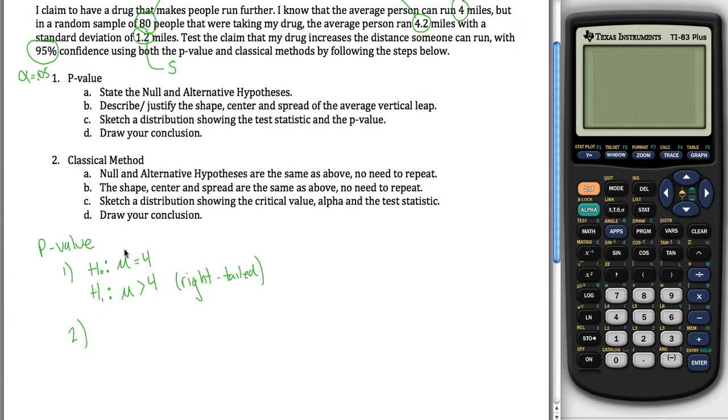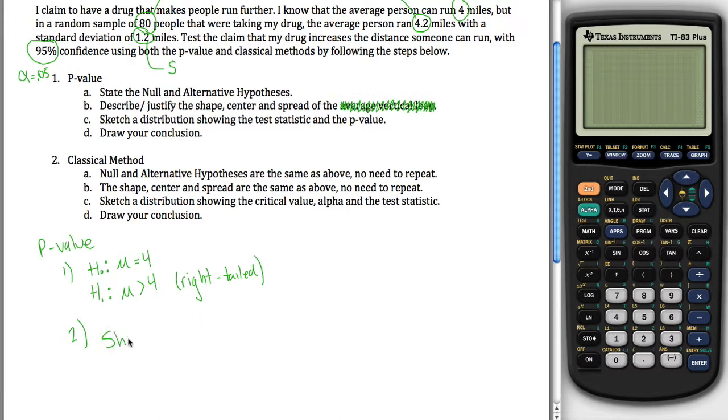Done. Step 2, describe and justify the shape, center, and spread of the average vertical leap. Vertical leap? I'm going to have to fix that. We're not talking about vertical leap. Describe, justify the shape, center, and spread of the distribution. I'll make sure to fix that on your guys' version.